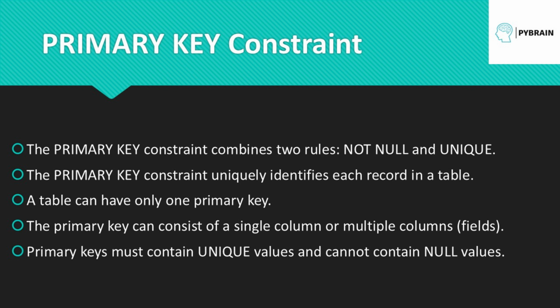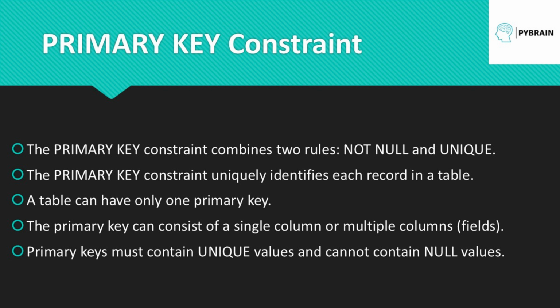Now, let's talk about the primary key. One of the most essential constraints in database management. It's what uniquely identifies each record in a table. The primary key constraint combines 2 important rules, not null and unique. Together, they ensure that each record has a unique identifier and that no 2 rows have the same value in the primary key column. A table can only have one primary key, but it can consist of a single column or multiple columns. This is known as a composite primary key.